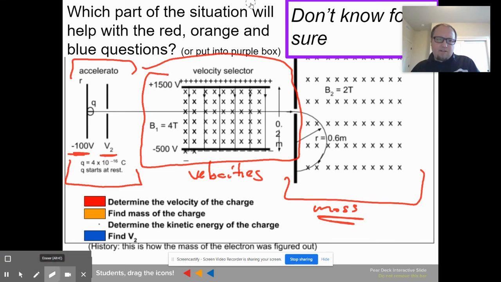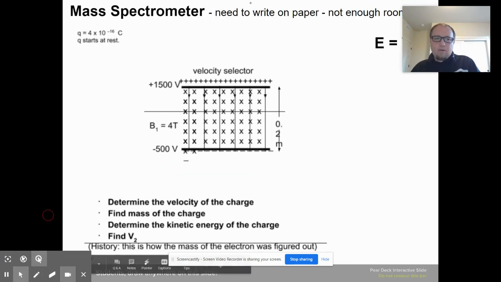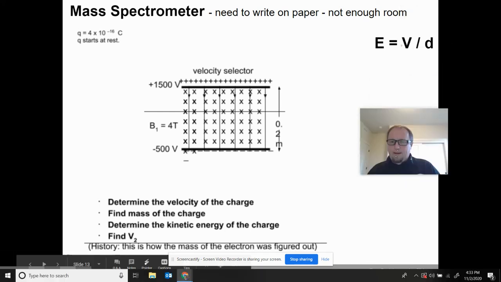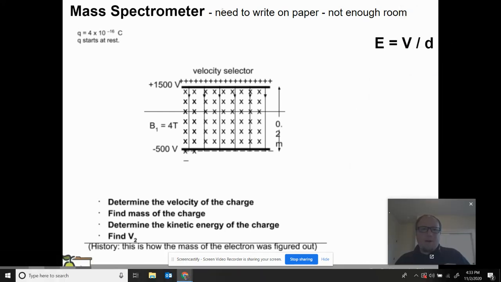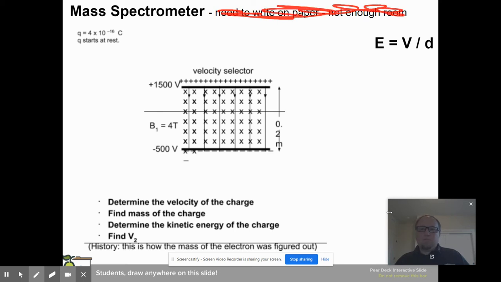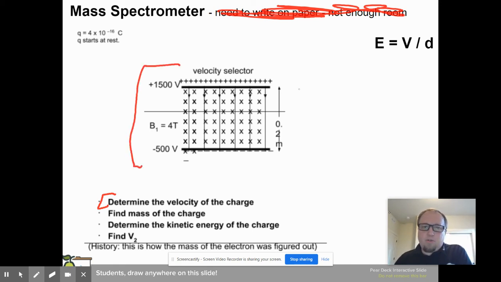So now we're going to dive into the mathematics and take it one piece at a time. I'm going to get my face out of here. No need to write on paper. Well, we tried it. I made it so people had room. So first thing we're going to do is determine velocity. This is the velocity selector portion. My experience is don't write V because we're going to talk about voltage in a second. So just write velocity is E over B.